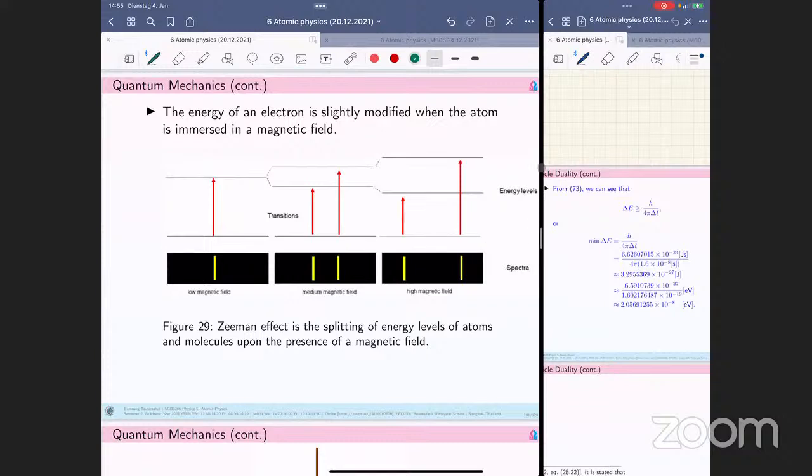And what they have done in this experiment is in the following 3 cases. In the first case, they apply only a low magnetic field to that atom, to that bulb, to the lamp. What they could observe is only a single bar of yellow, a single wavelength, or a single frequency of the yellow light from the bulb.